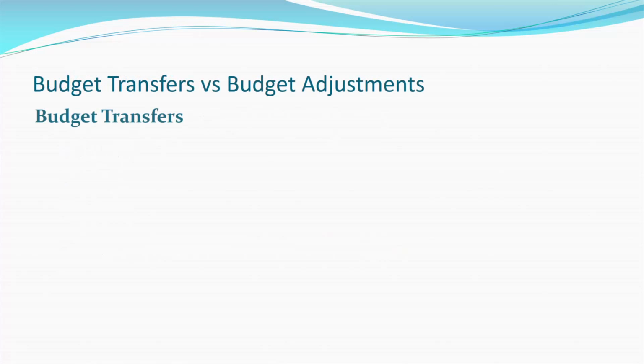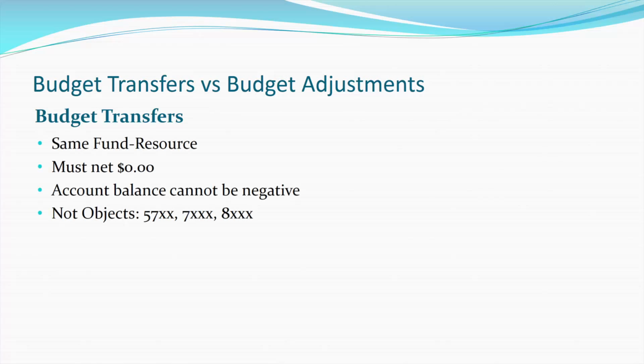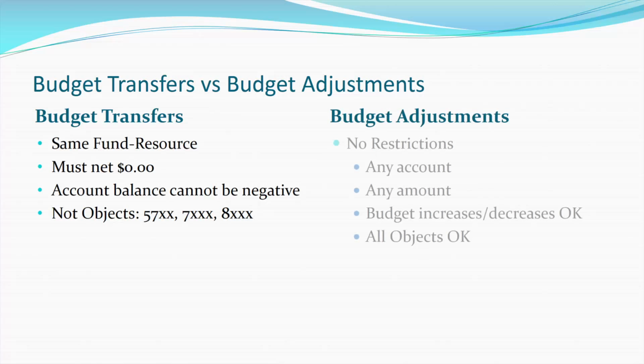When using the Budget Transfer panel to transfer funds between accounts, they must have the same fund and resource combination. The total transaction must net $0. Account net balance is not allowed to go negative, regardless if the account allows overdraft or not, and you cannot create transfers for object codes in the 5700s, 7000s, and 8000s. In contrast, budget adjustments do not have any restrictions for accounts, amounts, increases, decreases, or objects that can be used.